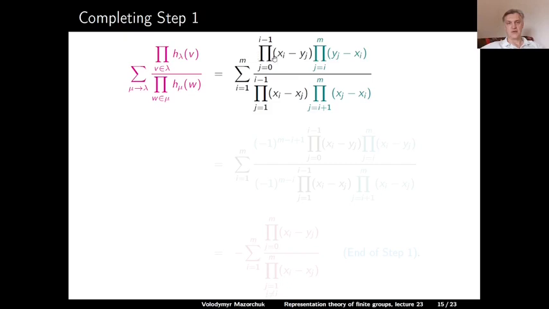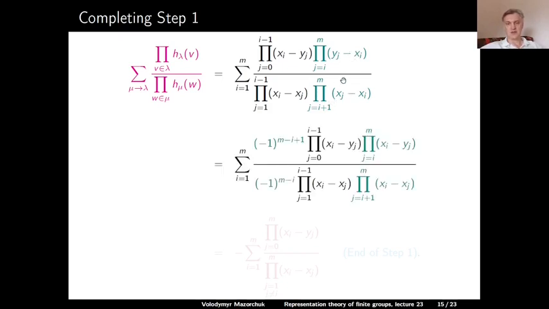So in the numerator, we have the product over all j from 0 to i minus 1, xi minus yj, times the product over all j from i to m, yj minus xi. And in the denominator, we have the product over all j from 1 to i minus 1, xi minus xj, and then the product over all j from i plus 1 to m, xj minus xi. So we see that the difference between the factors here in the numerator and in the denominator is just the multiplication by sign. So we multiply all factors here by minus 1 and all factors here by minus 1.